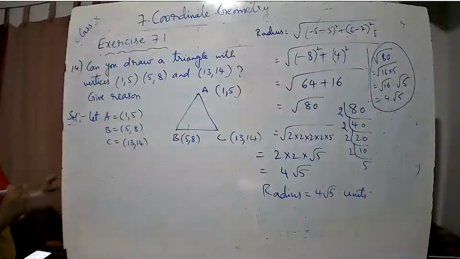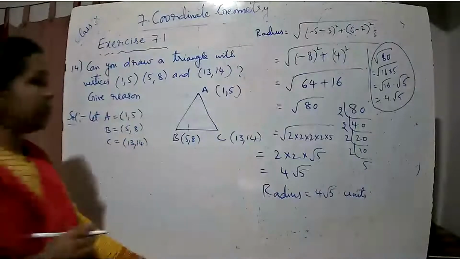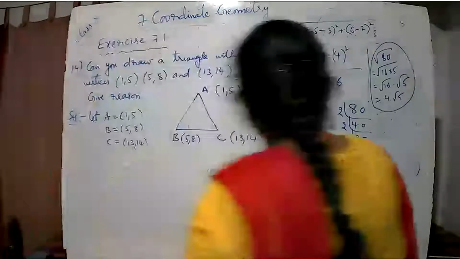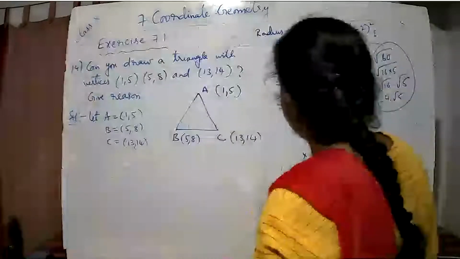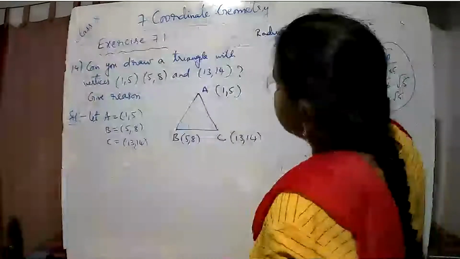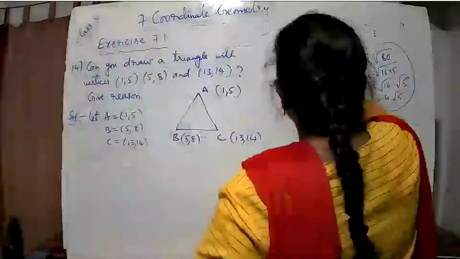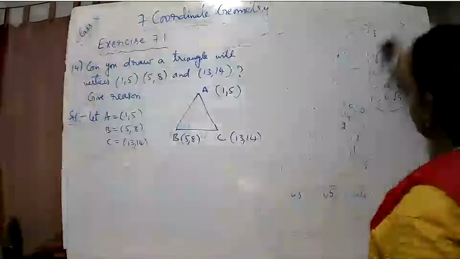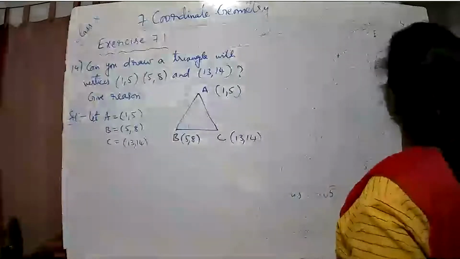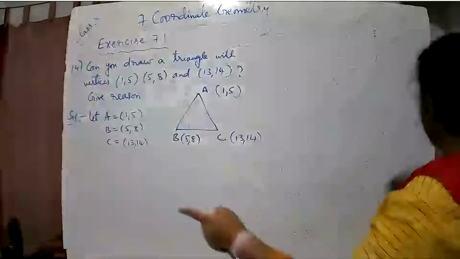Why are we finding the distance here? Why are we finding the distance between the 2 points? In order to say whether we can form a triangle with the given vertices or not. I will explain at the end of this problem.